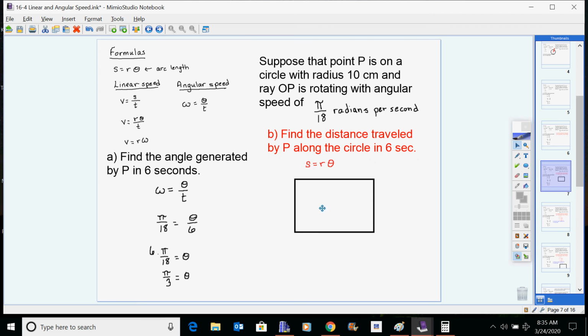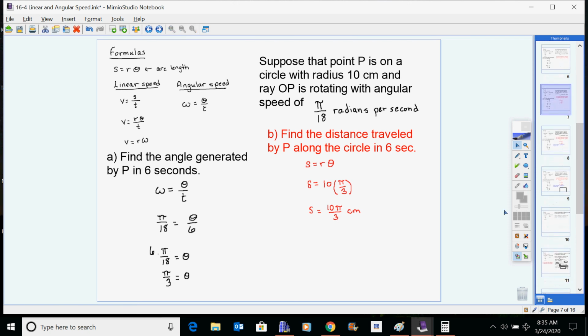S, which is our arc length, equals radius, which we were given as 10 centimeters, times our theta, which we just found, the angle that was generated. So 10 pi over 3 centimeters. All right, if you had wanted to, you could have multiplied it out, but for simplicity's sake, we're going to do things as close to calculator free as possible. Although, of course, we use it for certain things, but just so that you can know that you can do these problems regardless. Okay. We're going to add a question to it.